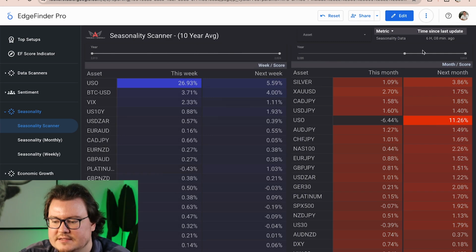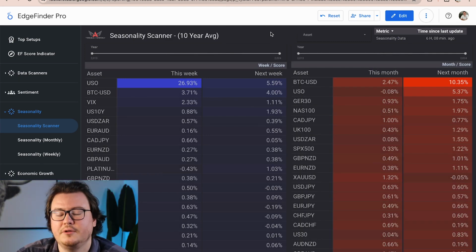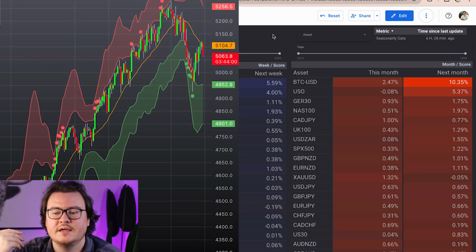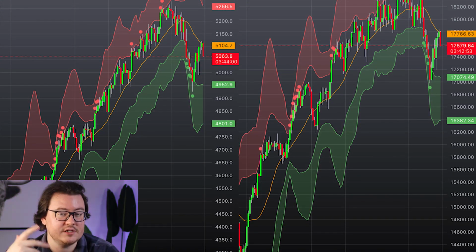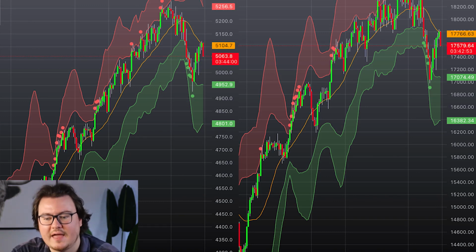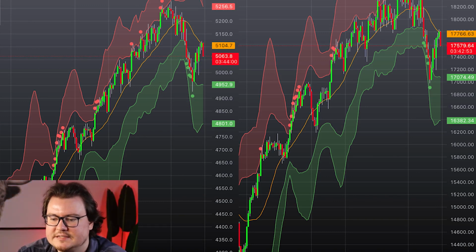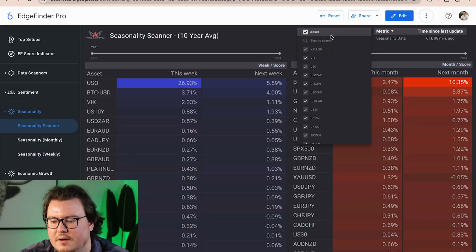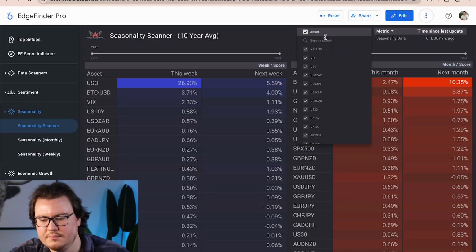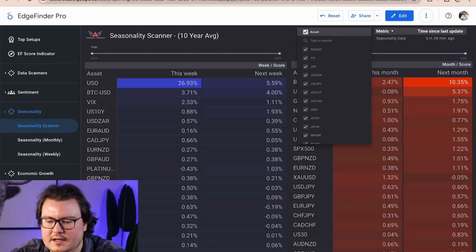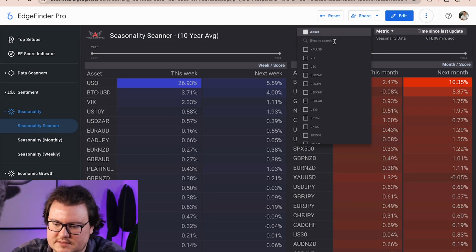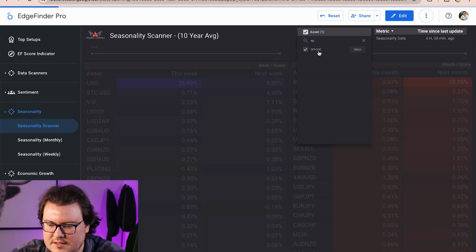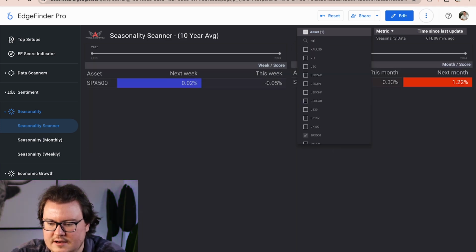I want to take a look at some indices, because indices have been pulling back recently. If you're familiar with the S&P 500 and the NASDAQ, recently they had a deep pullback and they have come back up a little bit since then. But let's see what they do historically speaking in the month of May. So I'm going to pull up the S&P, and here I'm going to remove all of these assets. I want to look just at the S&P and the NASDAQ.